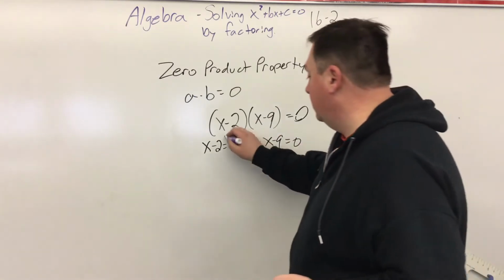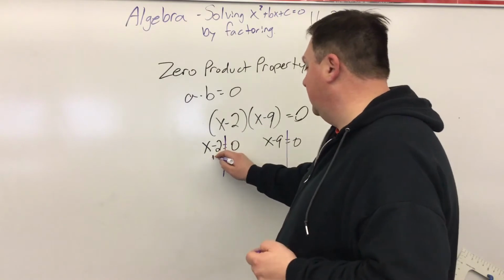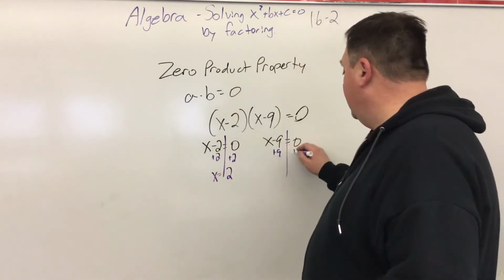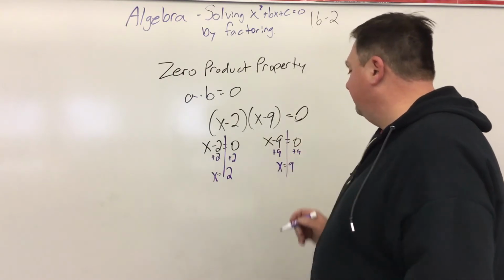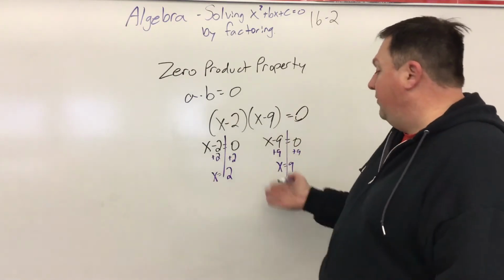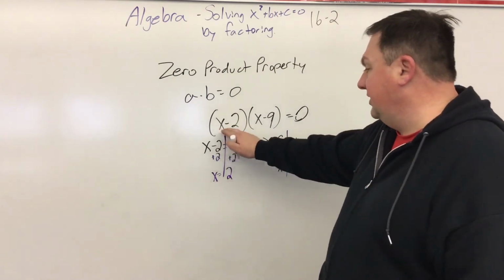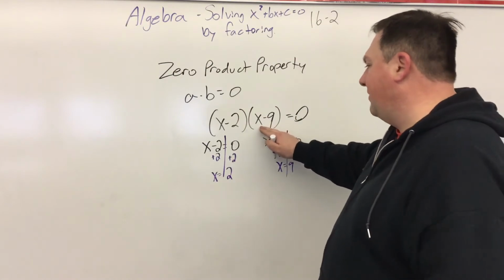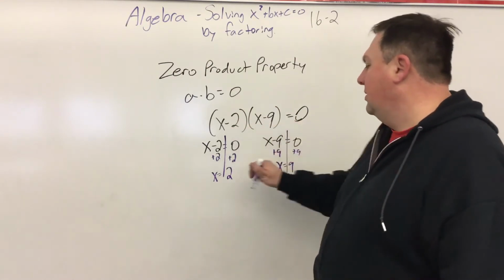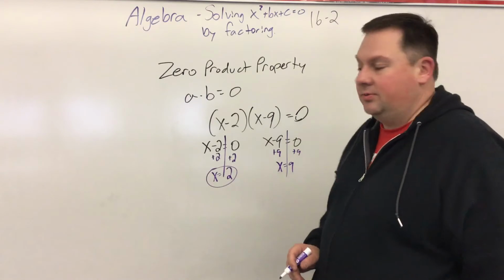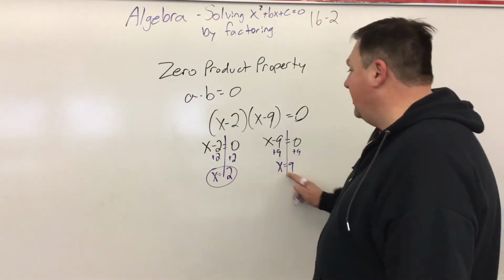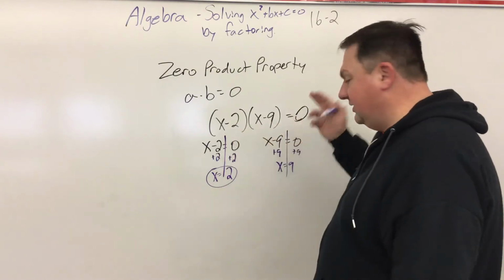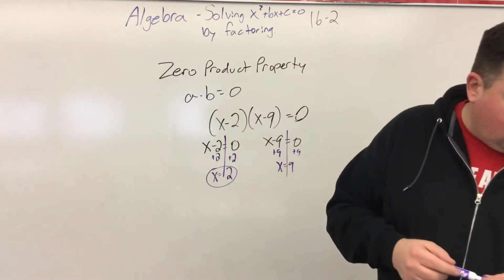Now all you have to do is just solve it. Do the inverse operation, x equals 2. Add 9, x equals 9. So now if we plug this in, and we plug in x equals 2 for this one right here, 2 minus 2 is 0. 0 times 2 minus 9, negative 7. 0 times negative 7 is 0. So one of your solutions is x equals 2. Now the other solution is 9. 9 minus 2 is 7, but 9 minus 9 is 0. 0 times 7 is 0. So that is the zero product property.